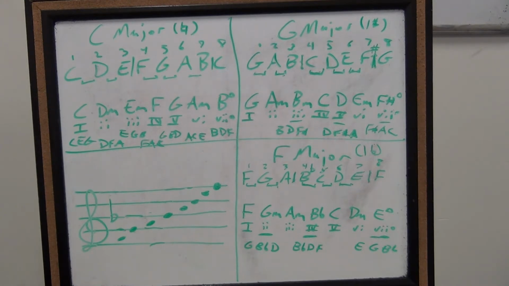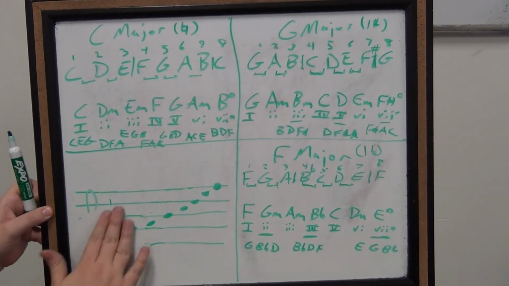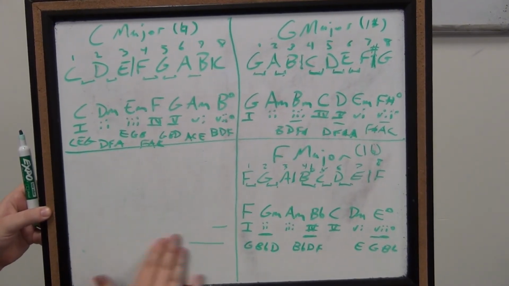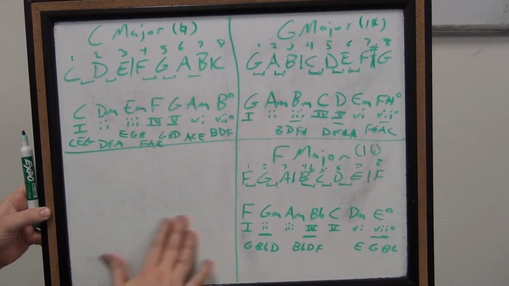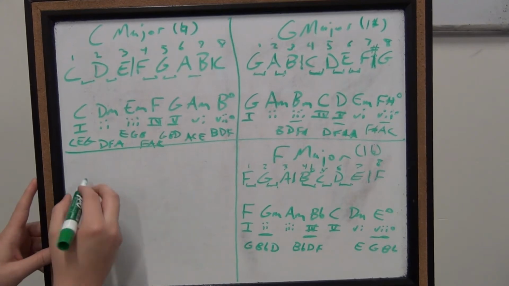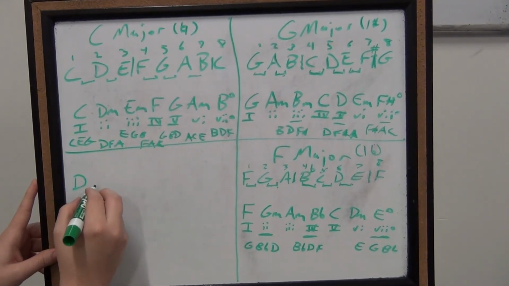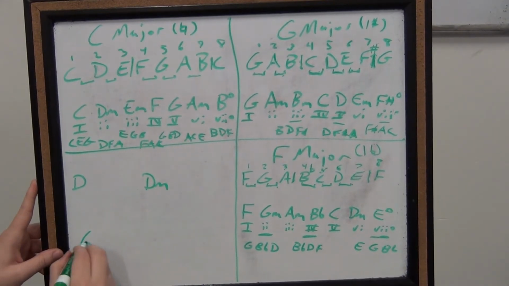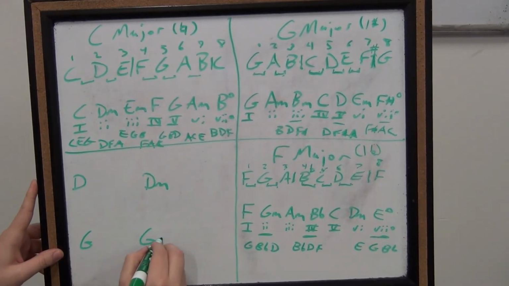So now, let's finally take a little bit of time to think about why these chords are called what they're called. Okay, so now we have enough information for that to kind of start to make sense. Let's look at some chords that we've seen show up more ways than one. So we've seen a D major, and we've seen a D minor. We've seen a G major, and we've seen a G minor.